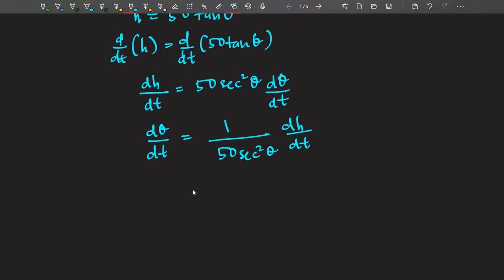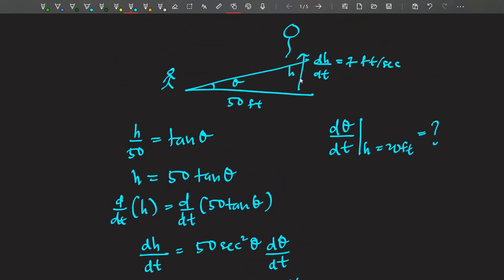Change it into, secant is 1 over cos. So here it should be cos squared theta divided by 50 times dH over dt. Right now, we need to determine what is cos theta. From this triangle, to determine cos theta, it will be H over the hypotenuse. Let's say we name the hypotenuse as c.